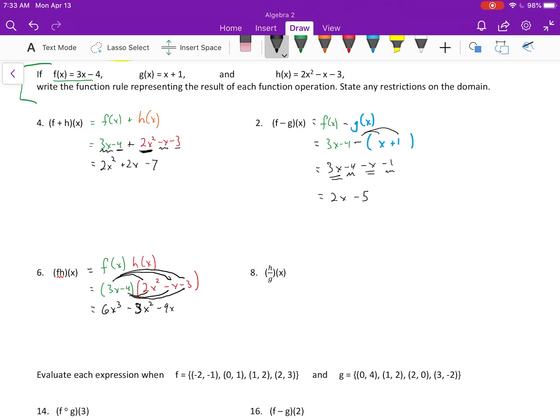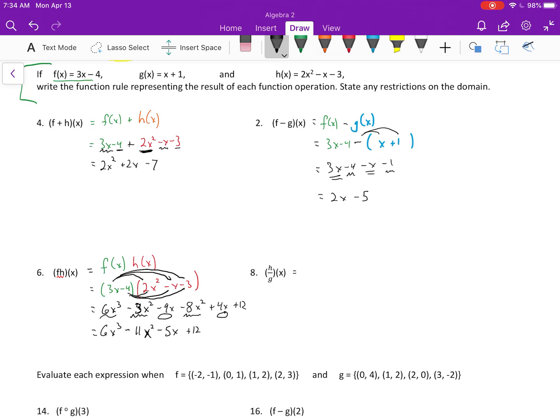And then we multiply the negative 4 times each term. So we have negative 8x squared plus 4x plus 12. And then we look for like terms. There's just the one cubed term, so 6x cubed. There's a 3x squared and an 8x squared. Actually, they're both negative, so that's a negative 11x squared. There's a negative 9x and a 4x, which gives us negative 5x plus 12. So there, that is multiplied out.